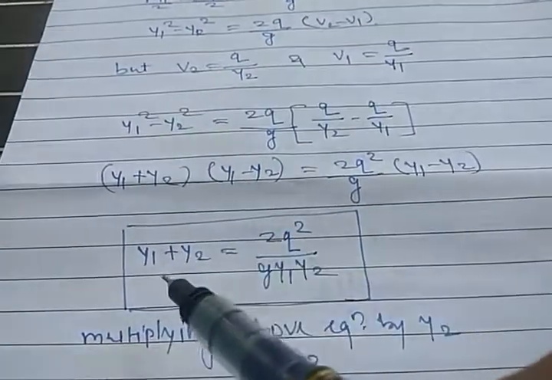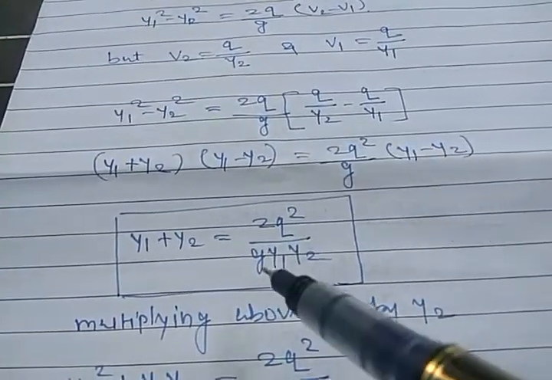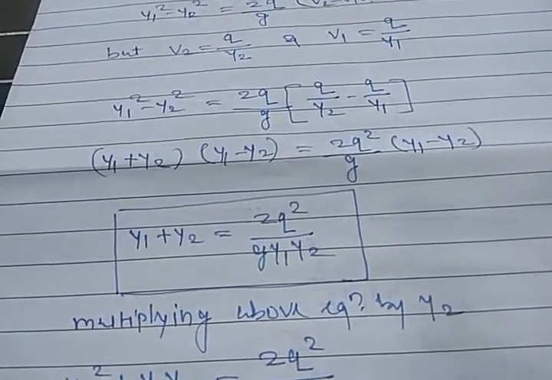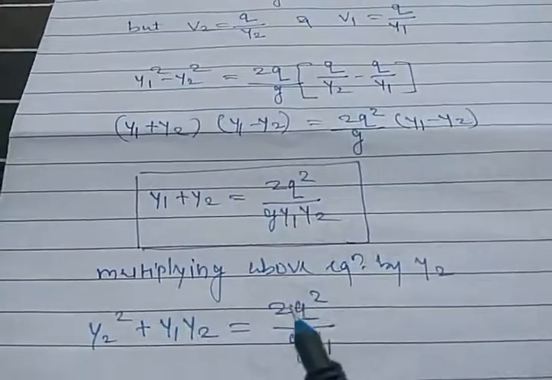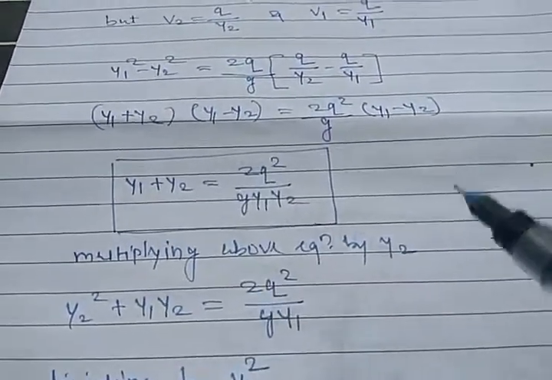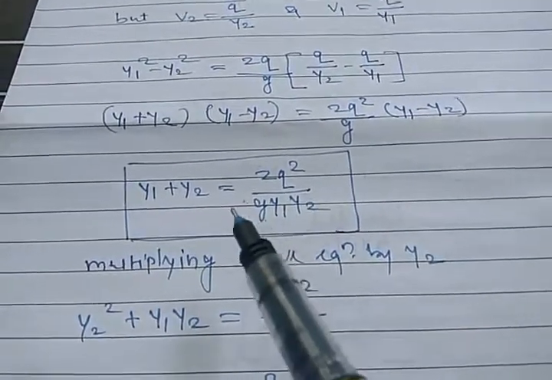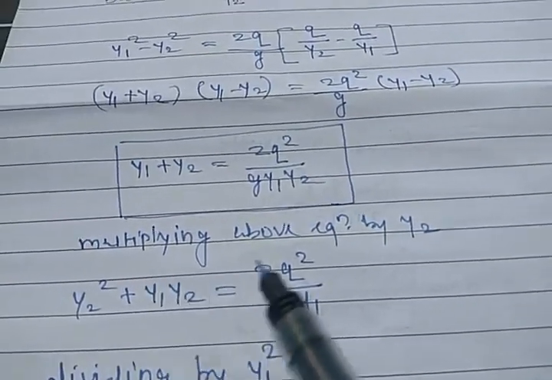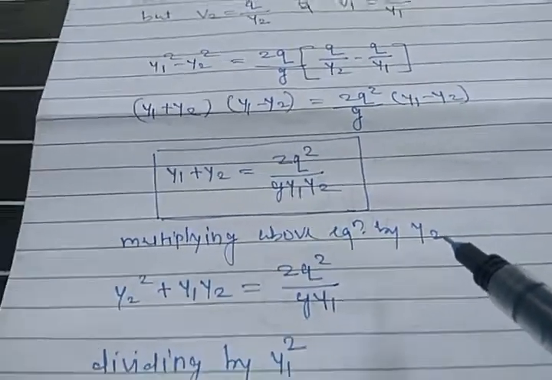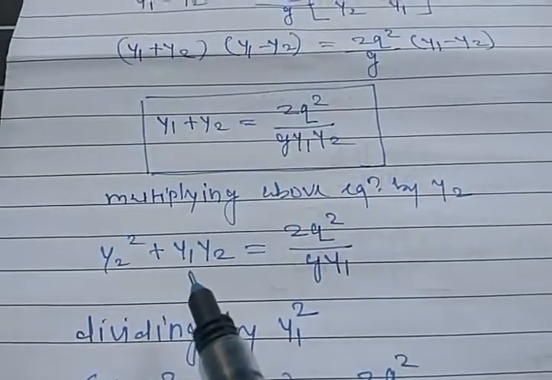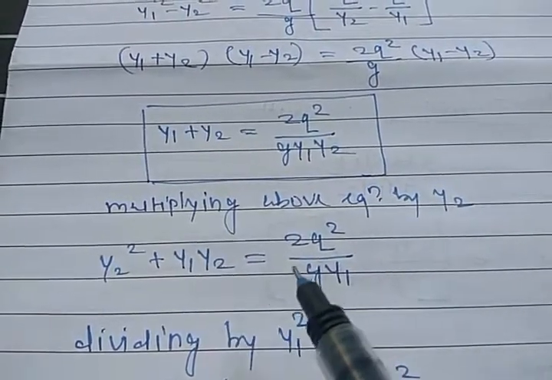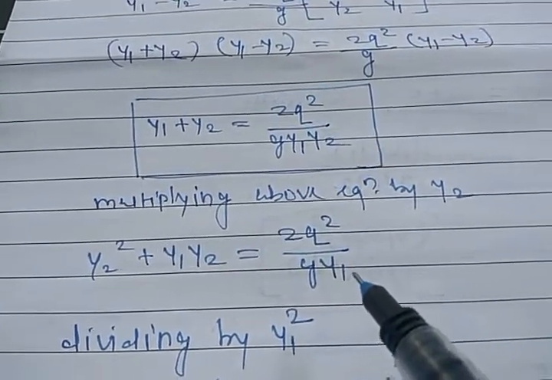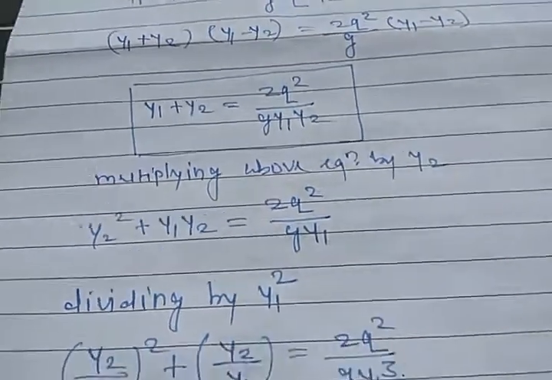This y1 minus y2 and this y1 minus y2 get cancelled. So y1 plus y2 is equal to 2q square by g as it is, and in the bracket we have y1 into y2. Now remember this equation, this is very useful: y1 plus y2 is equal to 2q square divided by g y1 y2. Now multiplying the above equation by y2, we get y2 square is equal to y1 y2 plus 2q square divided by g y1. We have multiplied by y2, so y2 y2 get cancelled.